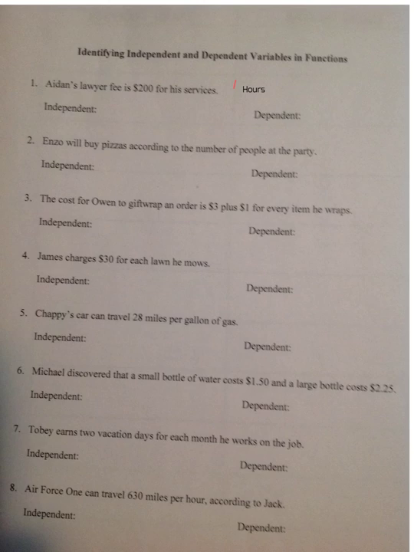This is a practice on independent variables and identifying which word is which variable. So Aiden's lawyer fee is $200 for his services, and his services are the number of hours he works. So it helps if you put it into a sentence. And the easiest way to do this would start off with the dependent. So we would say Aiden's fee depends on the number of hours he works.